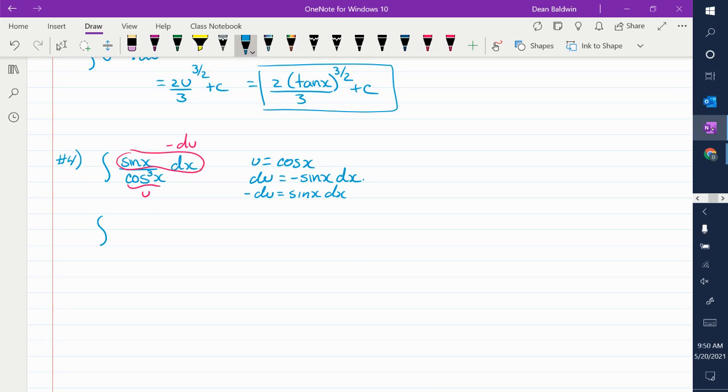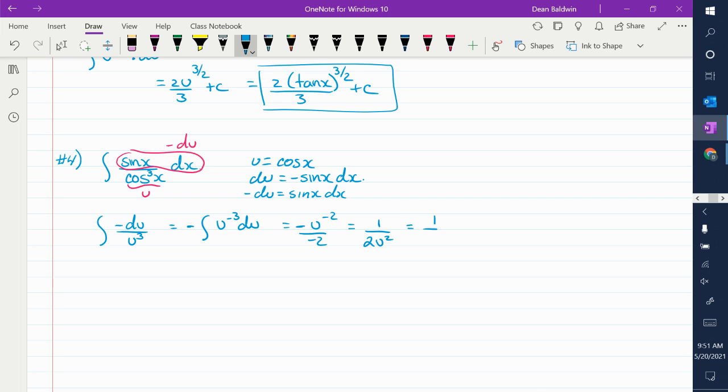So my new integral is negative du over u cubed, which we're going to rewrite as, I can pull the negative out, or you can leave it in. It's up to you. u to the negative 3. All right, the antiderivative is u to the negative 2 over negative 2. So the negatives will cancel. And in fact, I'm going to flip the u down. So I'm going to get 1 over 2u squared.